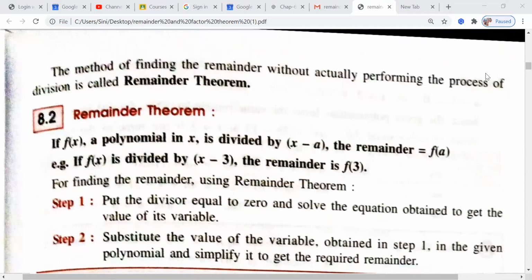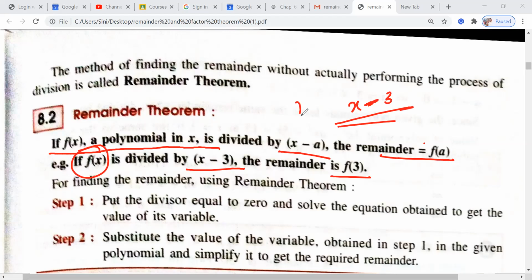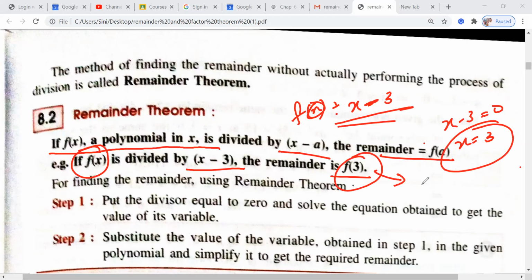Correct. If f of x is a polynomial divided by x minus a, the remainder is f of a. So if f of x is divided by x minus 3, the remainder is what? f of 3. In place of x, what should I put? x minus 3 is equal to 0, so x is equal to 3. So I have to find f of 3. That is my remainder.